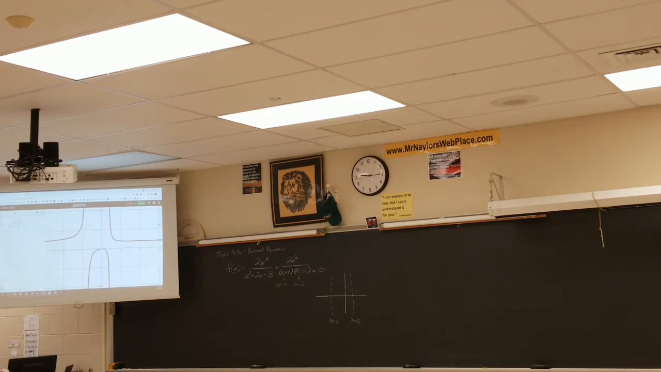So again, use parentheses around the numerator. Use parentheses around the denominator, and just practice it, experience it a little bit. Of course, it's the same graph that we got over the weekend.